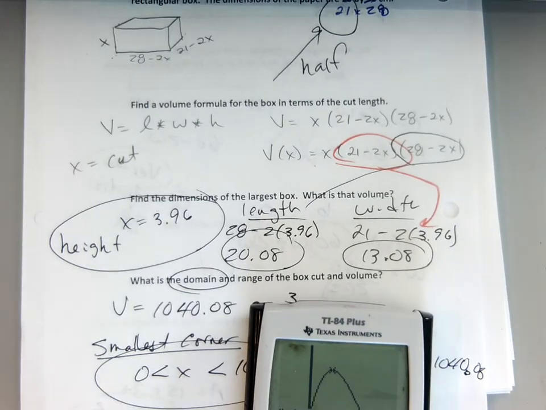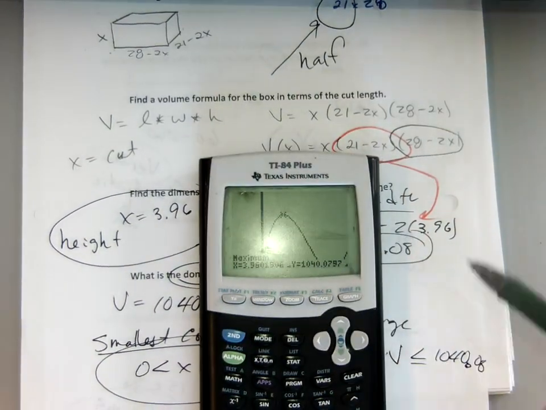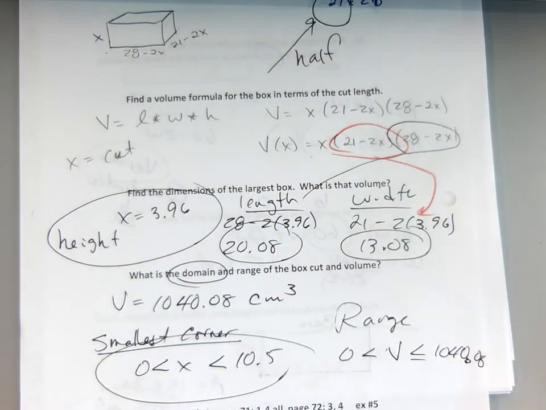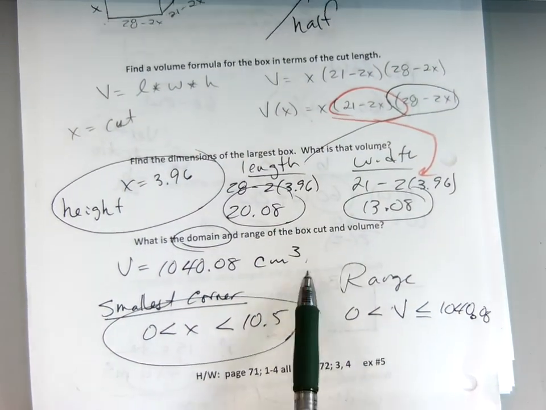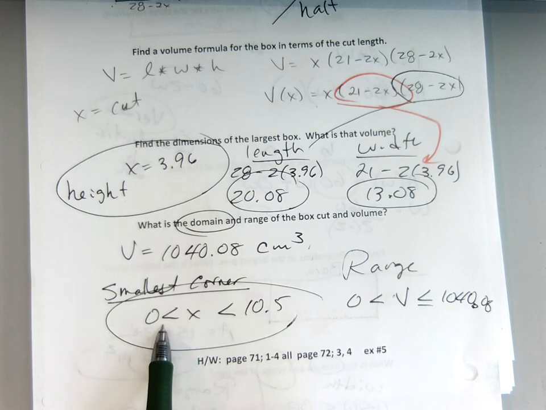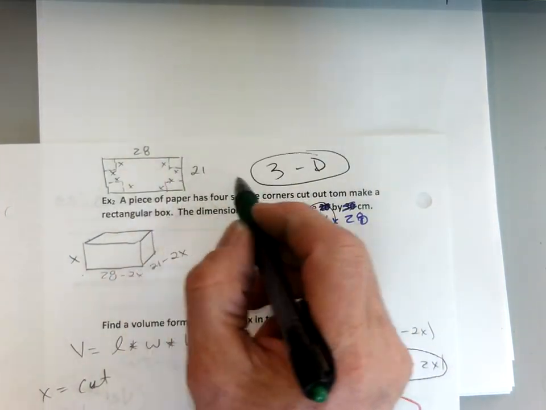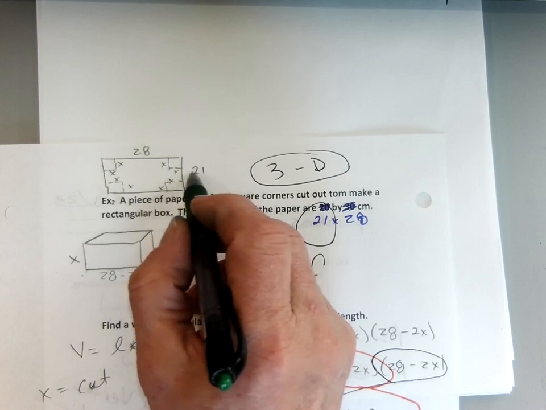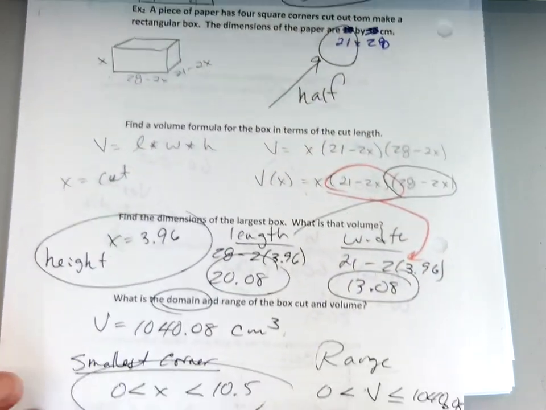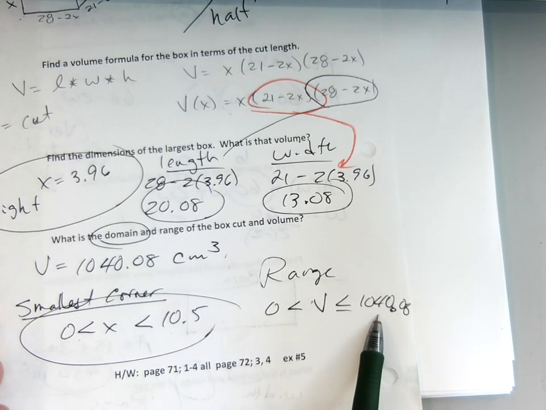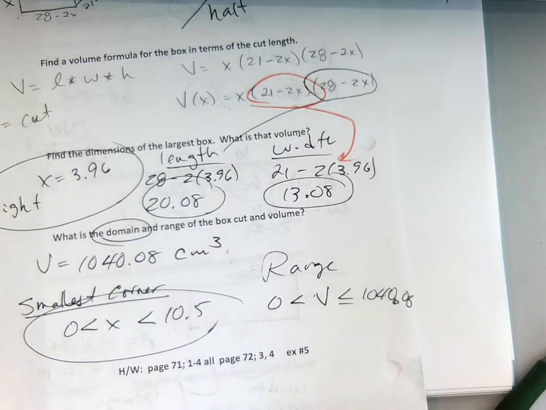Now what's the volume? The volume's the y value. Now my calculator gives me 1,040, okay? Centimeters cubed. The domain has to do with the cut. The smallest cut is from 0 to 10.5. You can't go more than 10.5 because if you go 10.5, you have no rectangle. And the volume is from 0 to 1,040.08. Okay, and that's all I have.